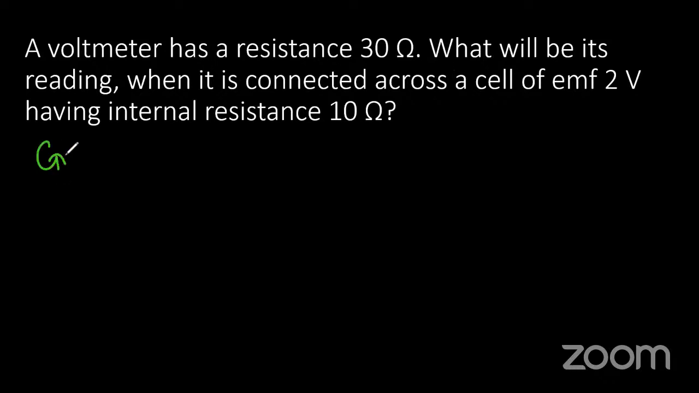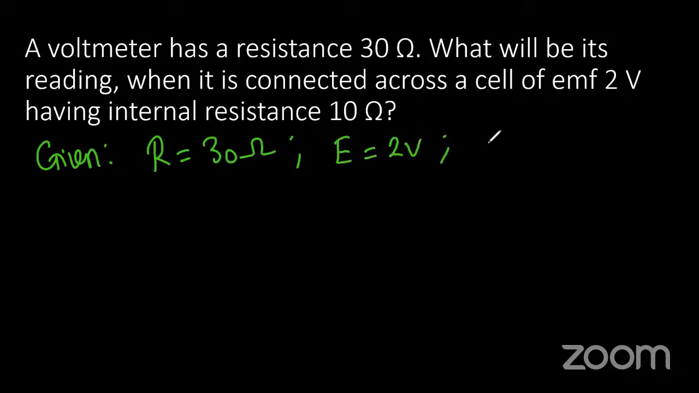What is the given यहाँ पे? So capital R is how much? 30 ohm. Voltage is how much? 2 volt. It's not a voltage, it's an EMF. यहाँ पे EMF दिया ना, it's an EMF. Again 2 volt, and internal resistance कितना है? 10. मुझे क्या find out करना है? Again voltage. What will be the reading? So किसका reading चाहिए? Voltmeter का. So voltmeter gives the voltage.